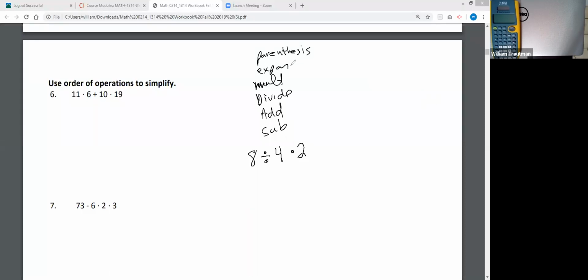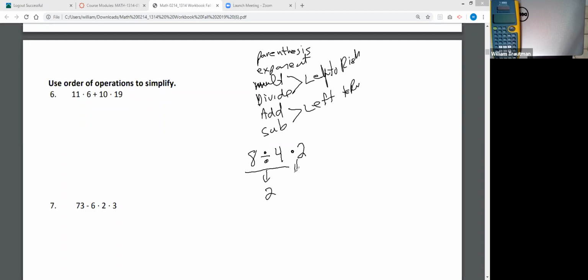Parentheses, exponents, that's true, but multiply and divide have to be done from left to right. Also, add and subtract are done from left to right. So multiply is not higher than divide. Add is not higher than subtract. It's done from left to right. So the first multiply or divide I see is this. 8 divided by 4 is 2.